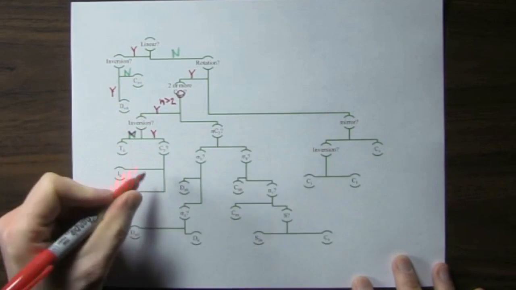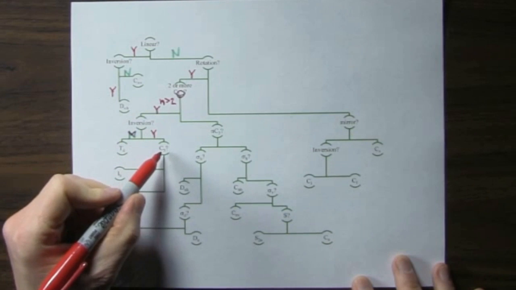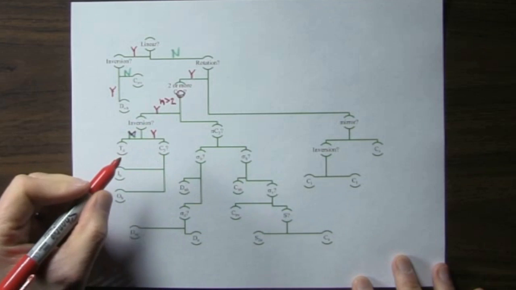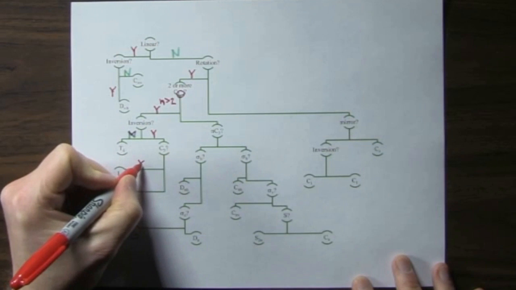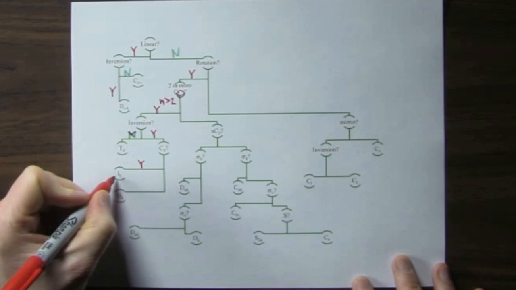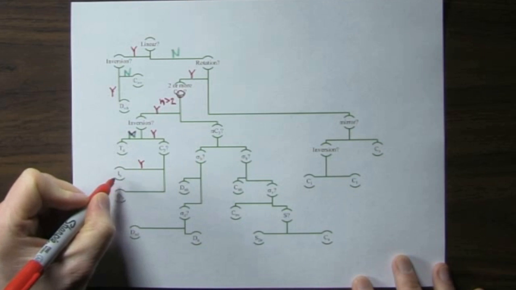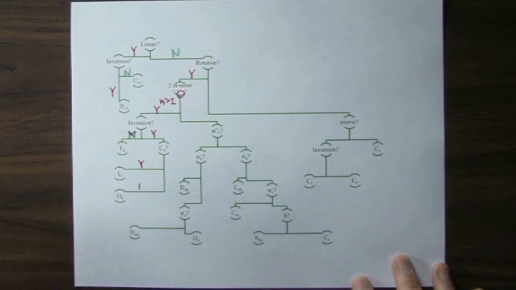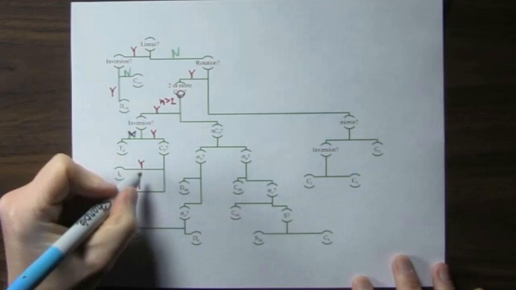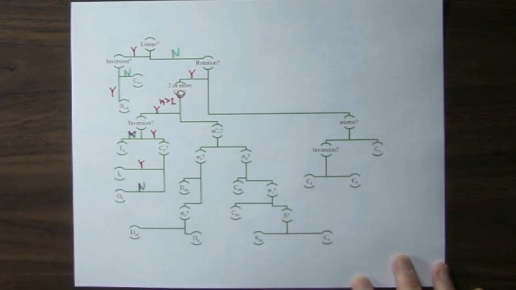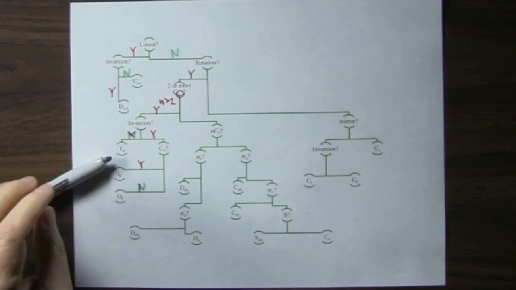If there is inversion, then the next question is, is there a C5 rotation axis? If yes, then you have an icosahedron type geometry. If no, then you have an octahedron. Now let's look at an example of a tetrahedron here.